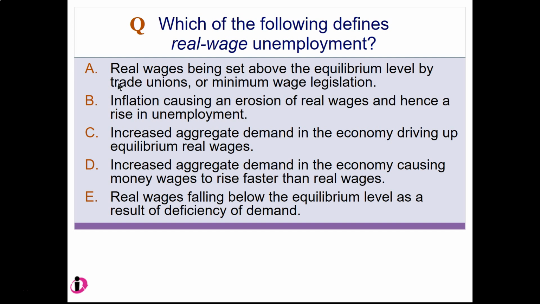Ready? The correct answer would be A. This is exactly what we've just covered. Real wage unemployment or disequilibrium unemployment will occur due to real wages being set above the equilibrium level due to intervention by trade unions or minimum wage legislation. That's basically a definition of real wage unemployment.